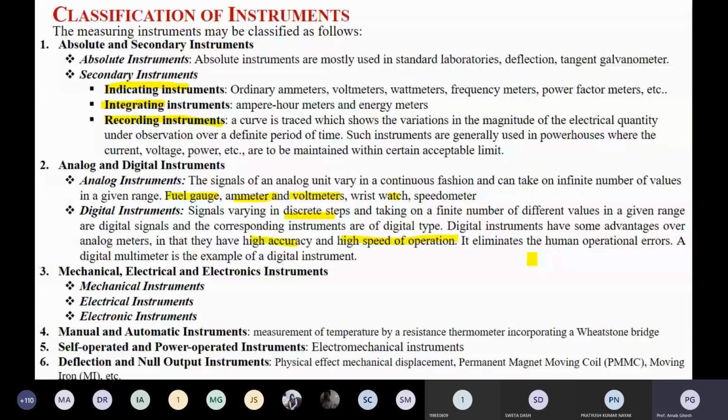So when you are going to measure any electrical quantity, you have to know specifically how much range of the electrical quantity is present. That is the first thing. If you don't know, you have to go for an automatic instrument. Such kinds of instruments will automatically scale down all those things.